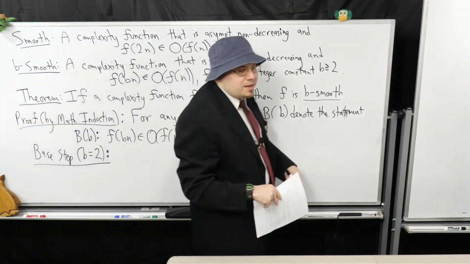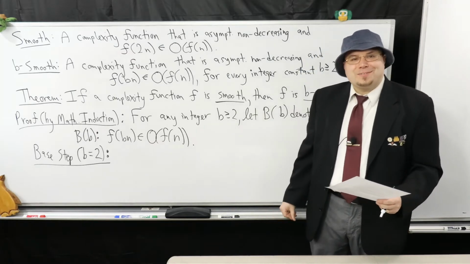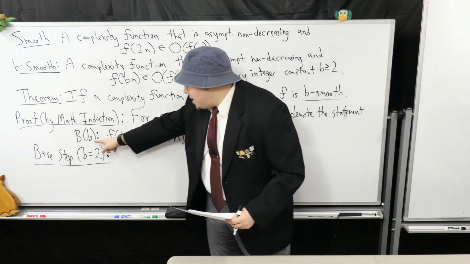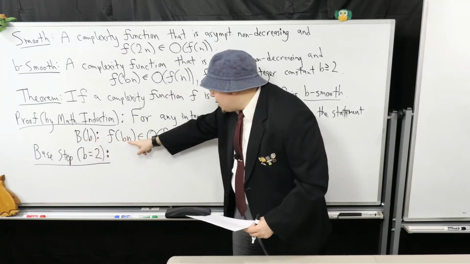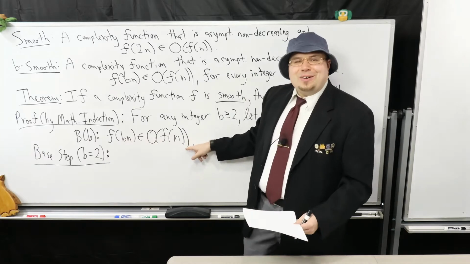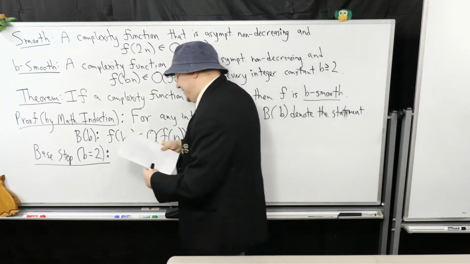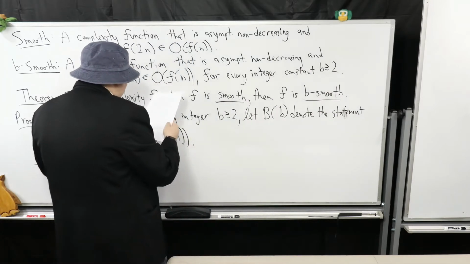So I'm going to prove a base step. I'm going to plug in 2 and see if it's true or not. So I want to prove B of 2, which means that I want to prove that f of 2n is big O of f of n. Well, that's literally the definition of smooth, right? So let's just put that in.